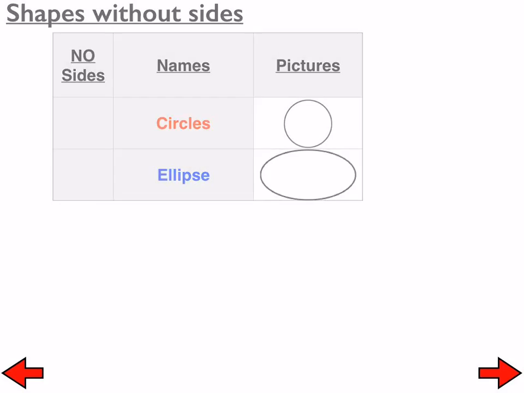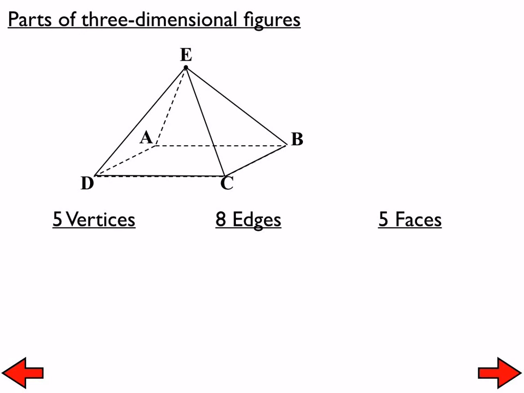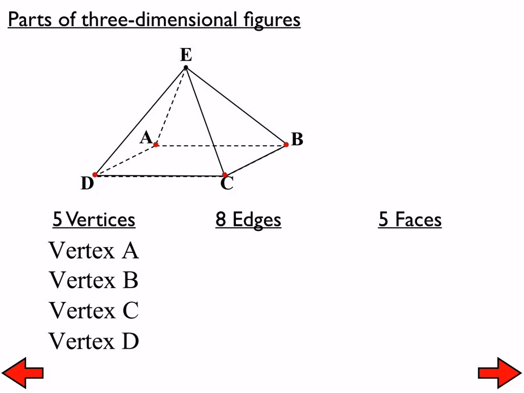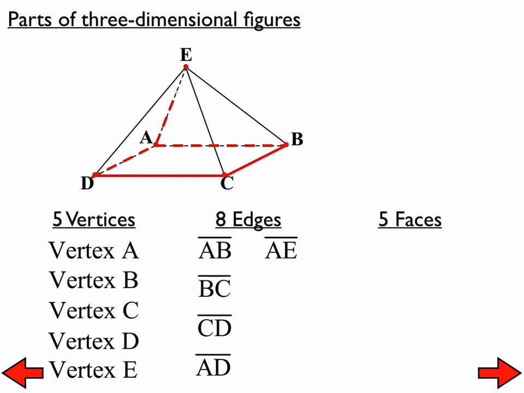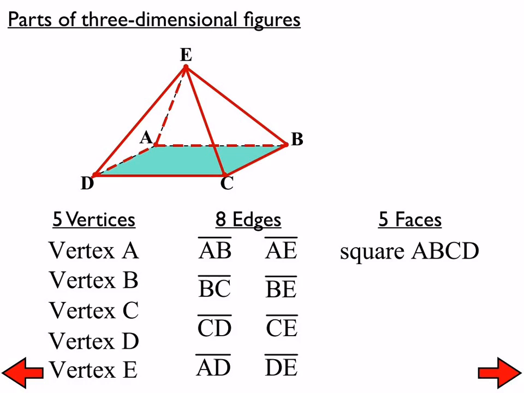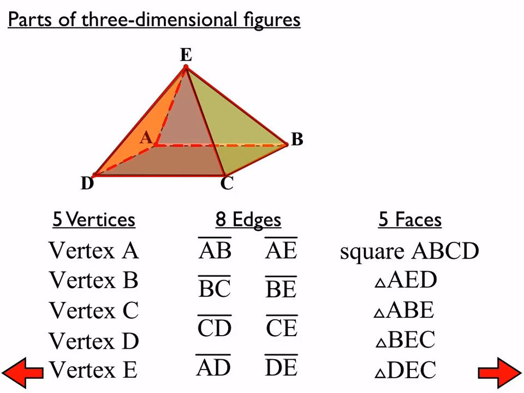The other thing that we will be throwing around is names of three-dimensional figures. Like when we're talking about a vertex, or the plural, vertices, these are the corners of any three-dimensional shape. And then the edges are the line segments that make up that shape. And then the faces are the actual sides that make it up. So this pyramid is made up of a square. It's also made up of 4 triangles there.